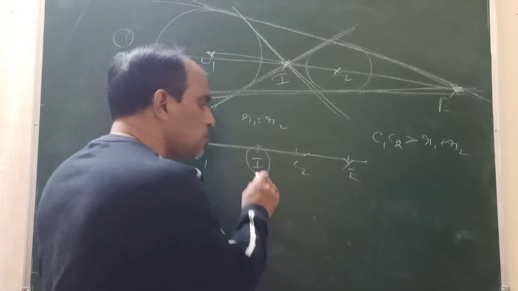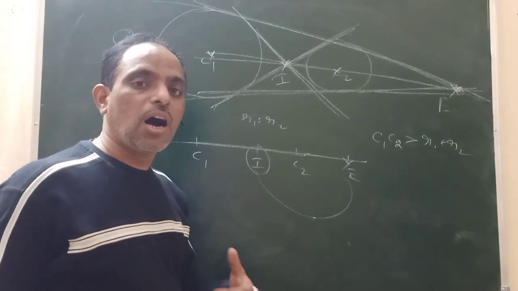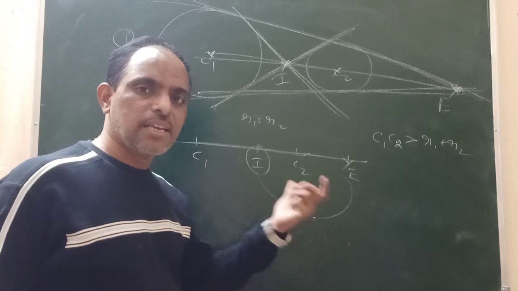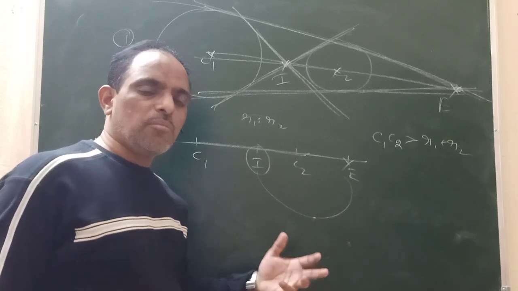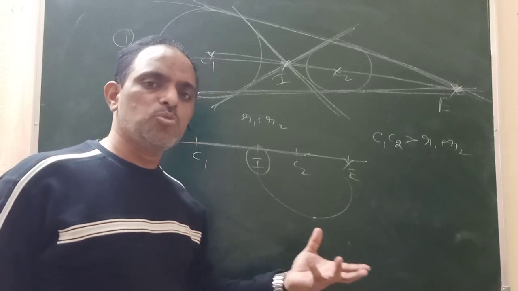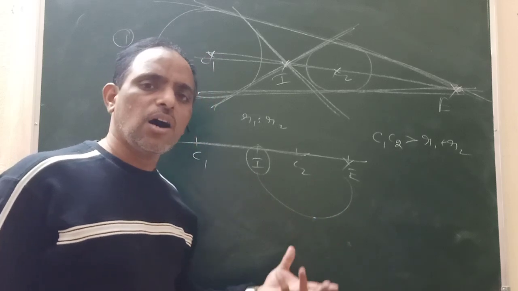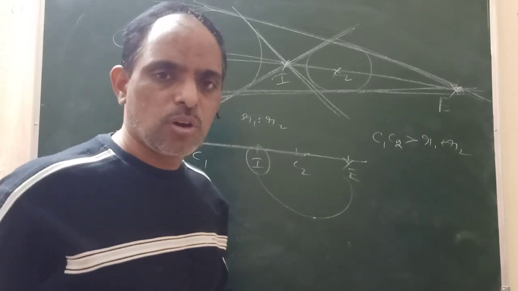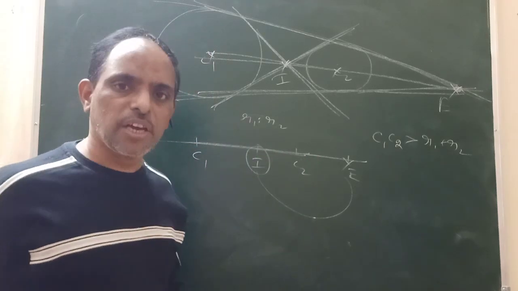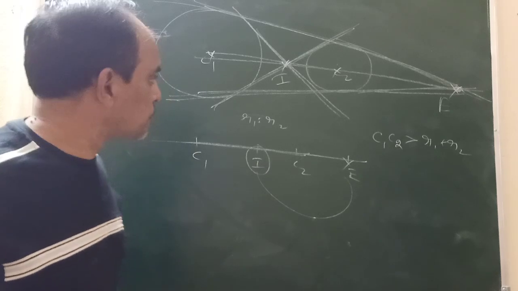So that's why these 2 points are said to be harmonic conjugate. Harmonic conjugate means 2 points divide a line with the same ratio, but one internally, another one externally. Then those 2 points are said to be harmonic conjugate to each other. So whatever properties are there for harmonic conjugate, we can apply here also. Okay, so these are the points.